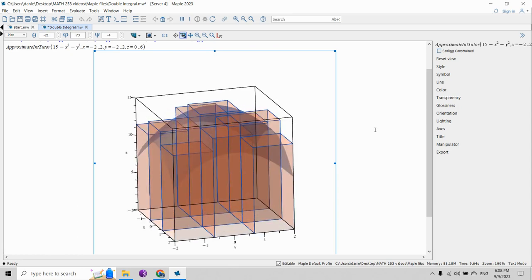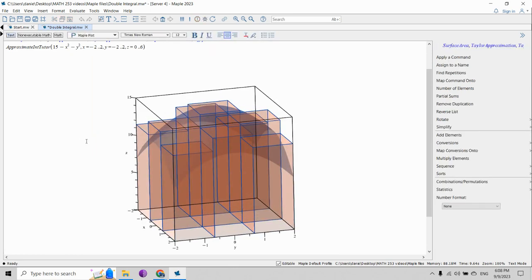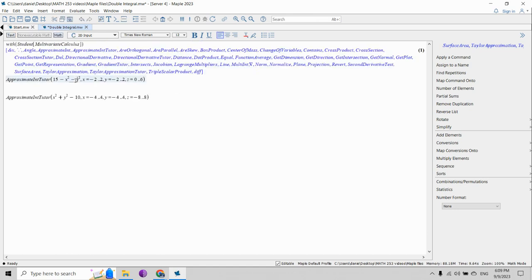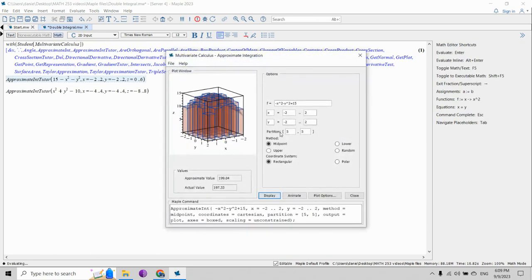But the important thing is that, going back to the tutor, if we make the partition finer and finer, partition means more and more non-overlapping rectangles. So you make the partition by partitioning the segments into more equal pieces. So let's say I do now 8 by 8, which is basically 64 thin boxes.